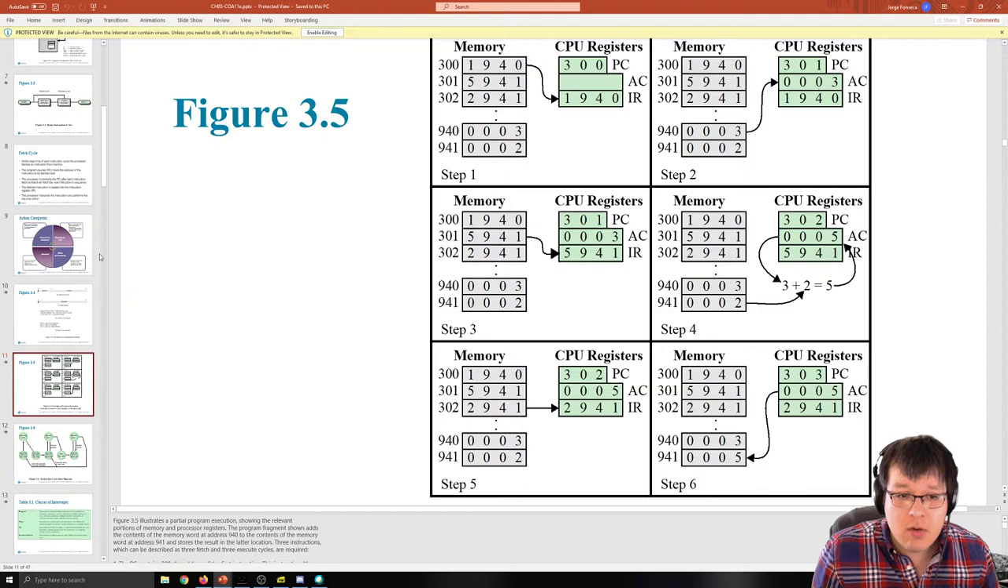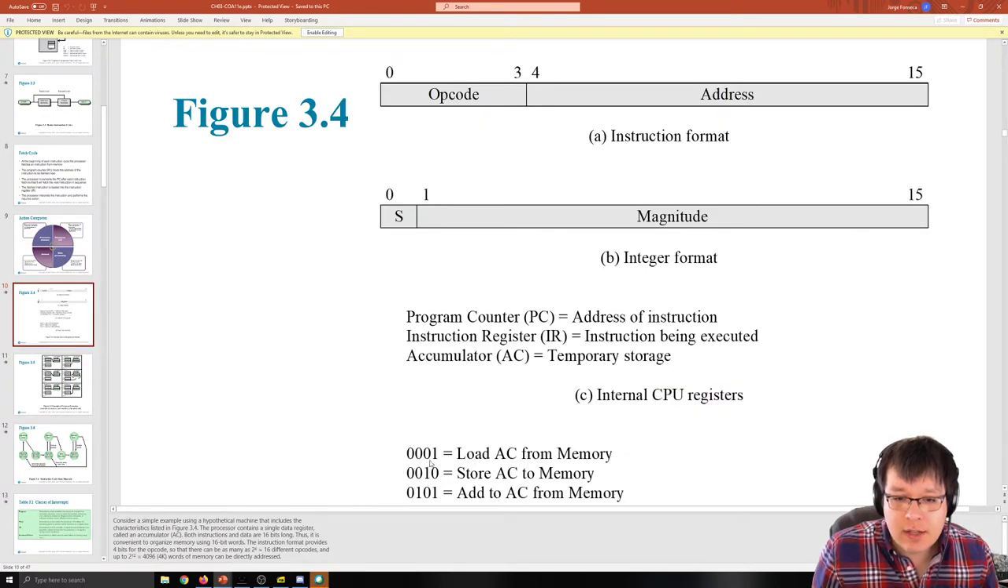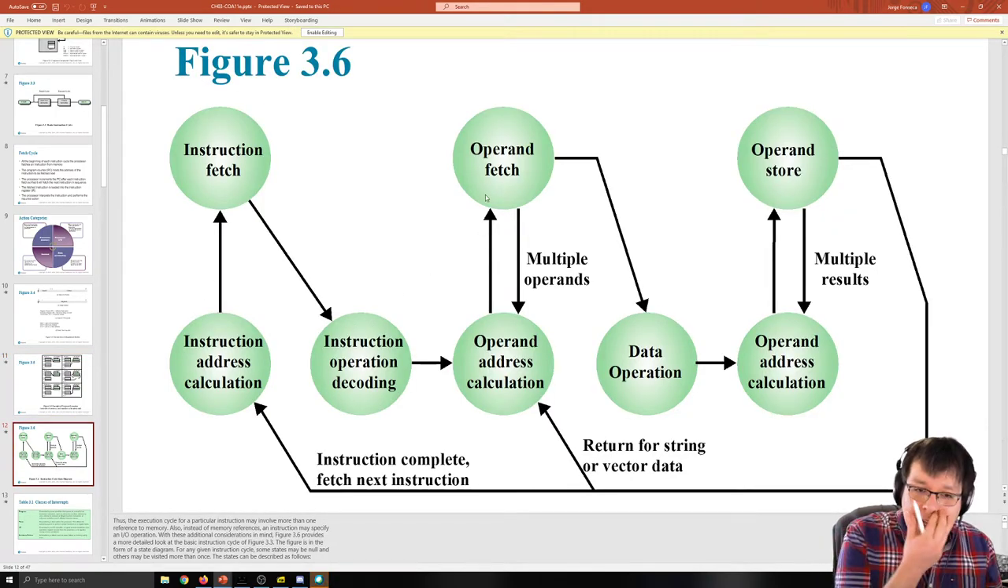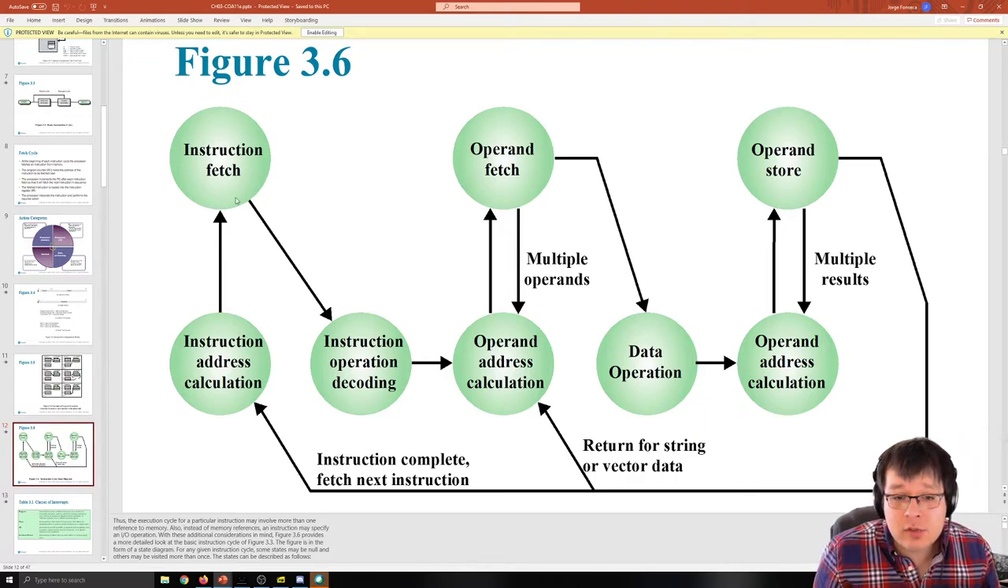This is the instruction. One, what is that instruction? That is going to be to load into the accumulator whatever is in that memory address. So this is going to say load address 940 into the accumulator. So that's actually what we're going to get to. But before we do that, again, back to this. So that's the instruction fetching.